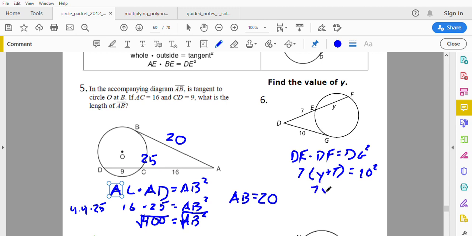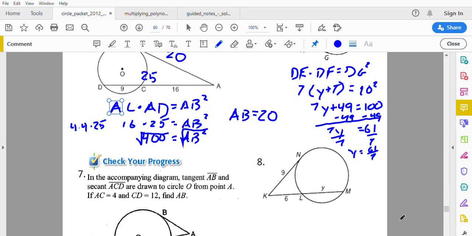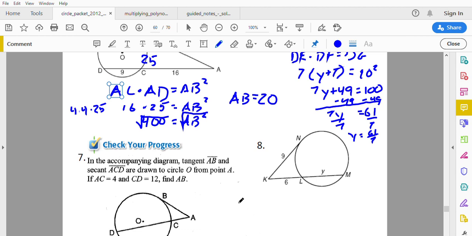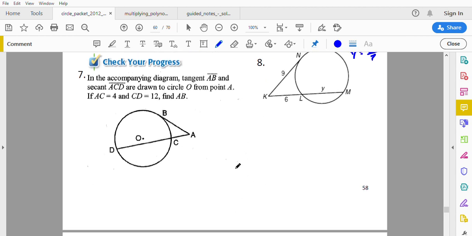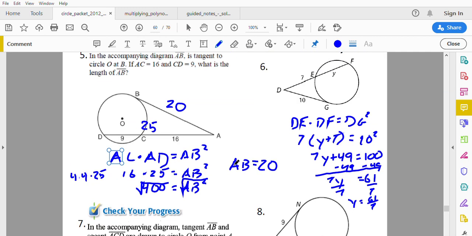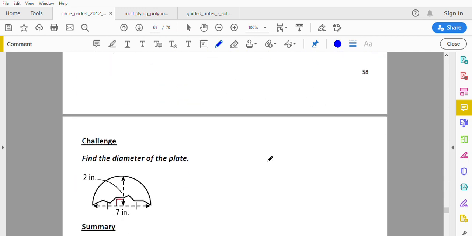This is going to be 7y, or distribute, plus 49 is equal to 100. We're going to subtract 49. We're going to find out that 7y is equal to 61. And we're going to divide by 7. And we're going to say y is equal to 61 over 7. You can find out whatever the decimal is for that if you'd like, okay? Again, these are going to be the same rules down here. You can kind of do those on your own.